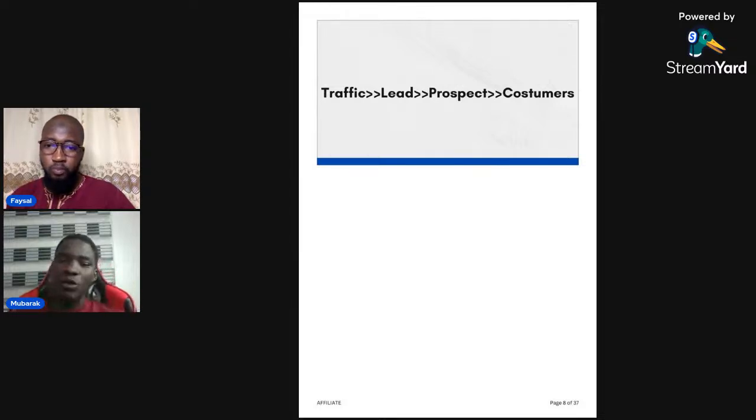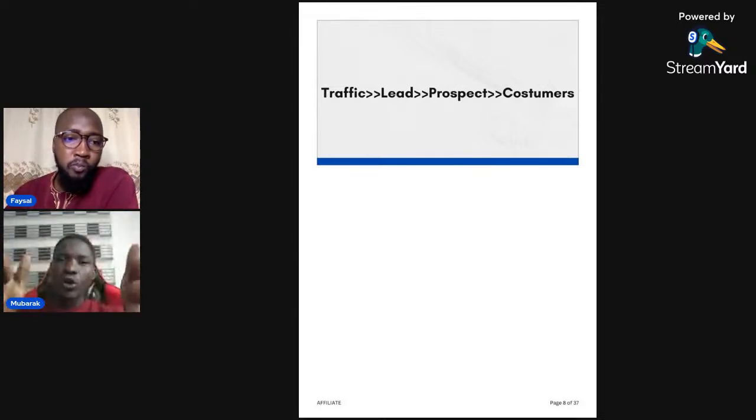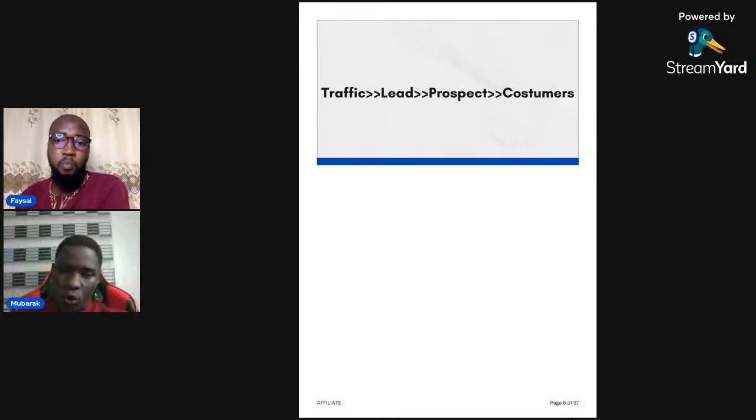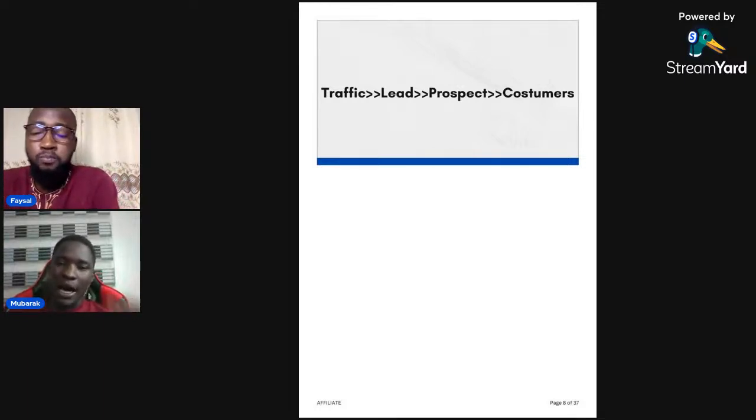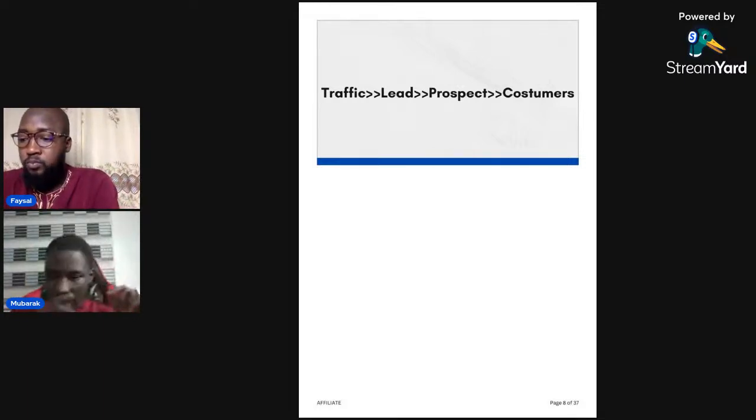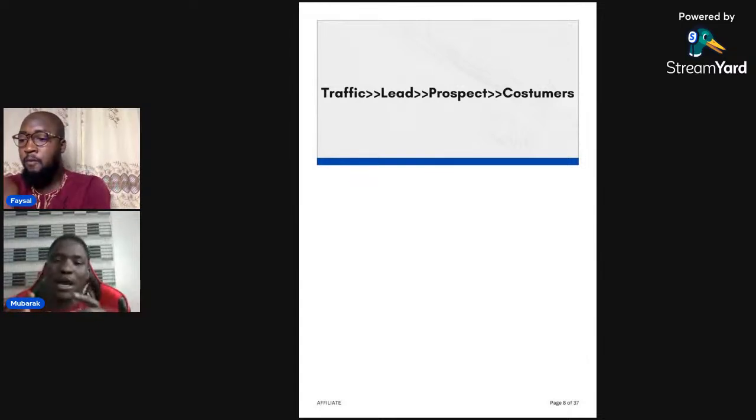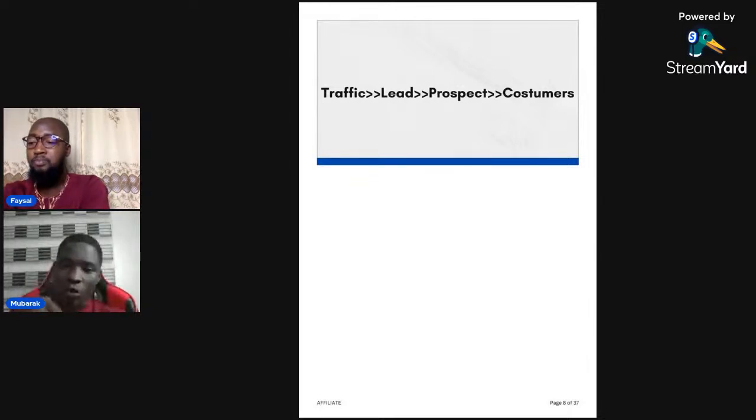This is what we normally call the cold audience, the warm audience, the hot audience, and the customers. When you actually generate leads, the first set of people that will see your ad are traffic. Do you understand? And then when that traffic sees your ad, the people that click to come to your WhatsApp are leads. At that stage, they are what we call what? A cold audience.